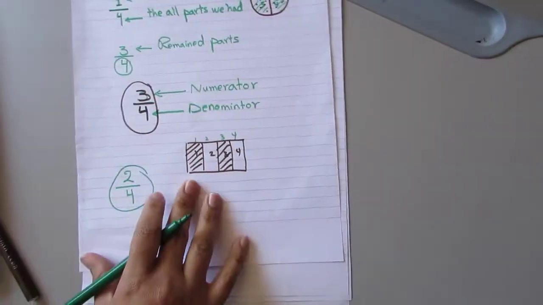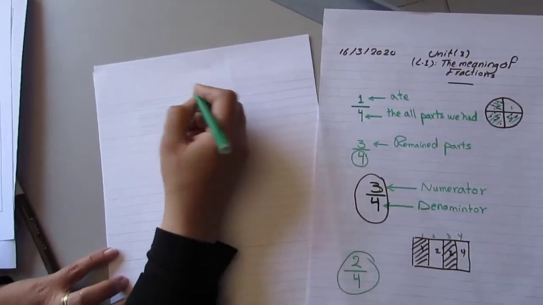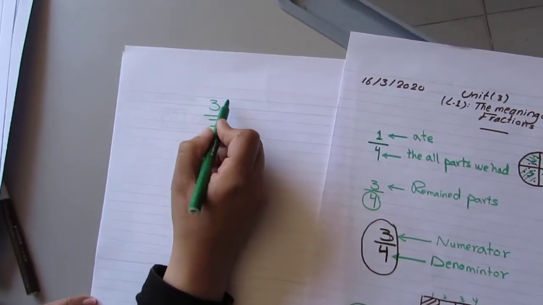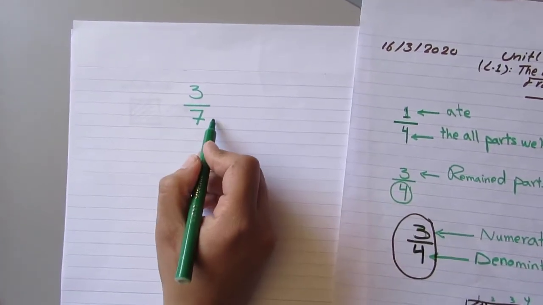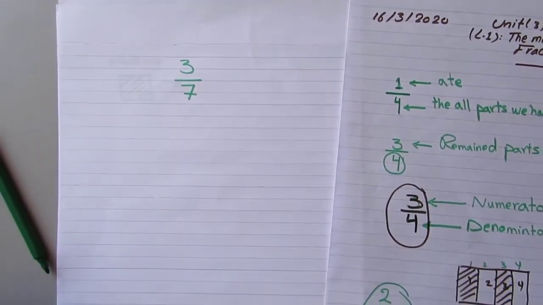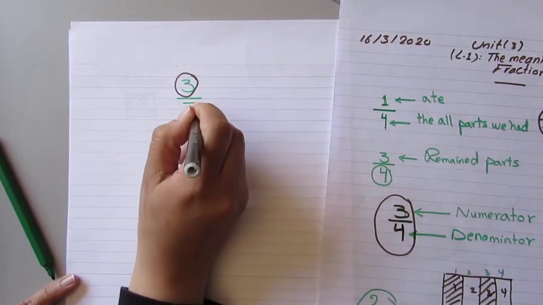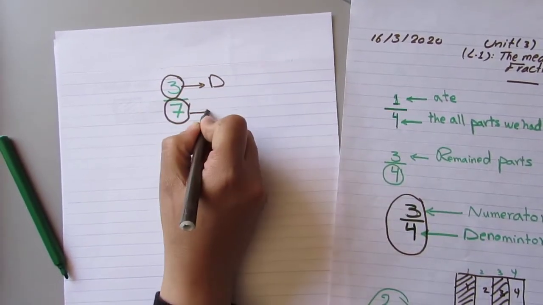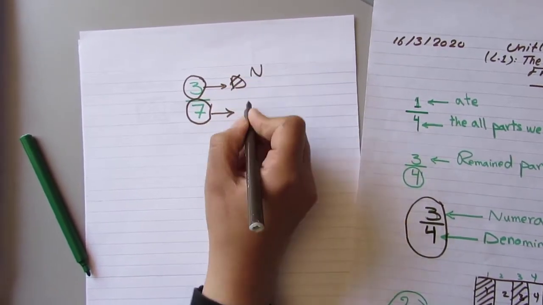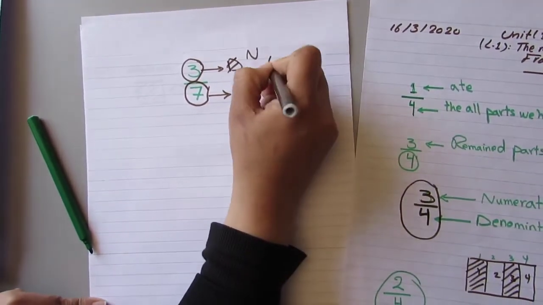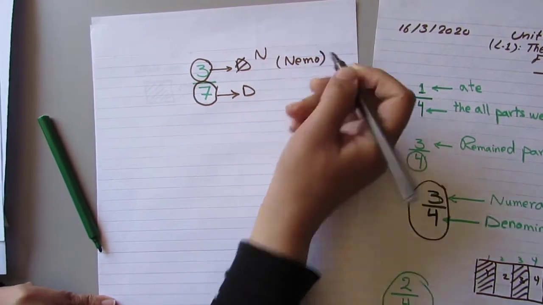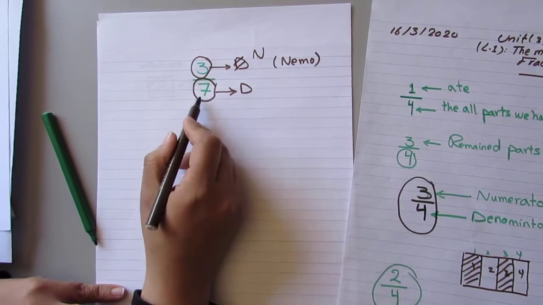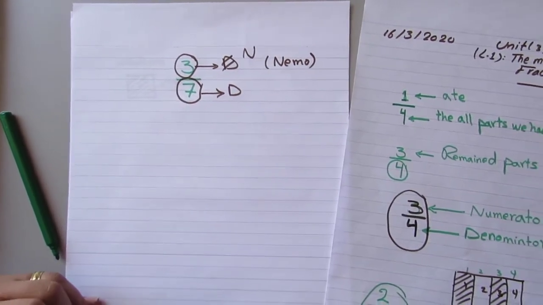Let's go back to any fraction we have, like this. In this fraction, the numerator is 3 and the denominator is 7. This is the numerator and this is the denominator. We can call it Nemo to be easy. So the numerator is 3 and 7 is the denominator.